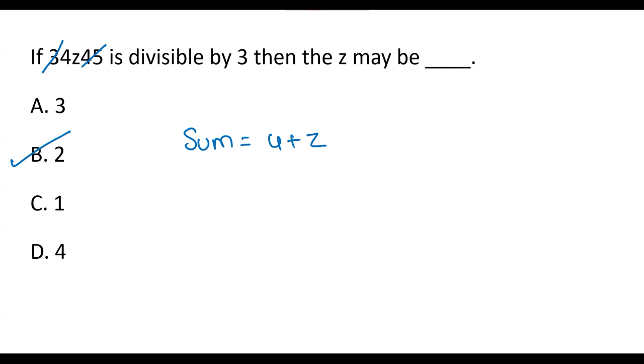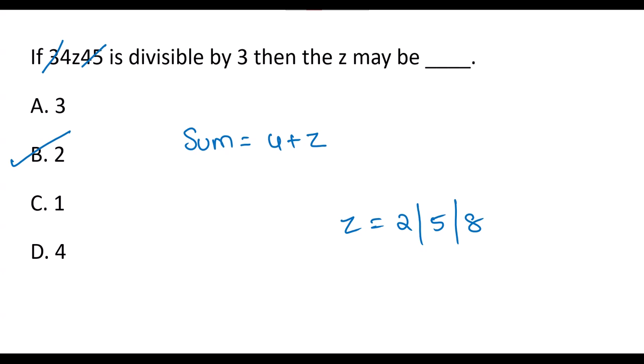In fact, z value 6 also correct. Sorry, 5. Z value 5 also correct. If z is 5, 4 plus 5, 9, divisible by 3 only. Z value 2 possible, z value 5 possible, 8 also possible. If they ask what is the maximum value z can take, we have to go for 8. Minimum value is 2, maximum value is 8.